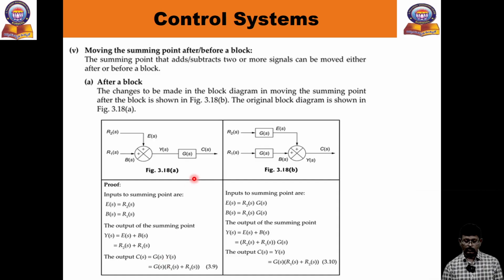Now what is the C of s equal to? C of s equal to G of s into Y of s. What is the Y of s? R1, R2, just you will get. So G of s into R1 plus R2. Same thing, now coming to here, when you are shifting the summing point after the block.